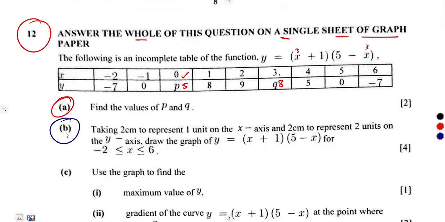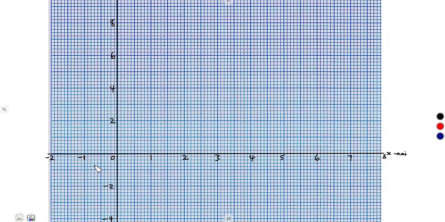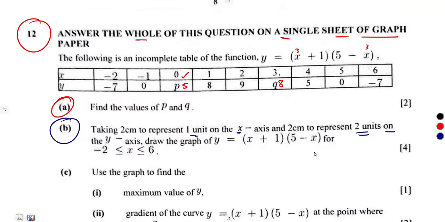And on part B, you now had to take 2 centimeters to represent 1 unit on the x-axis, and 2 centimeters to represent 2 units on the y-axis. So on the x-axis, they are saying 2 centimeters represents 1 unit, each 2 centimeters, 1, 2, and so on. Then the y-axis, 2, 4, 6. 2 centimeters represents what? 2 units. Then draw this graph for x taken from minus 2 to 6.